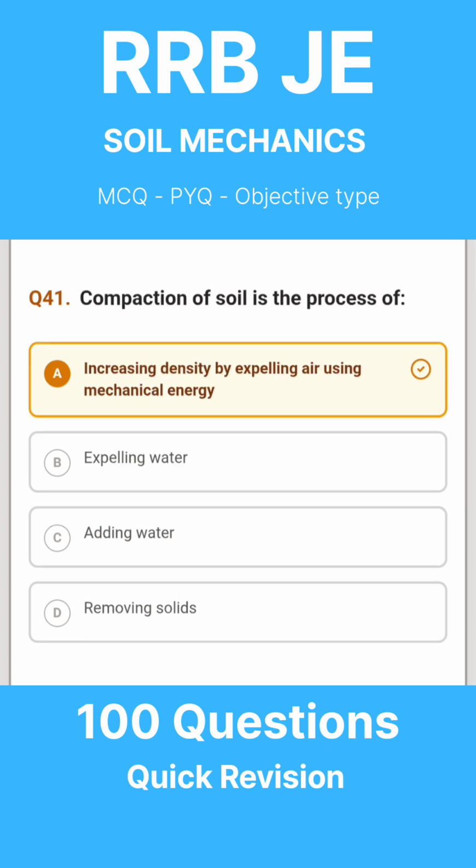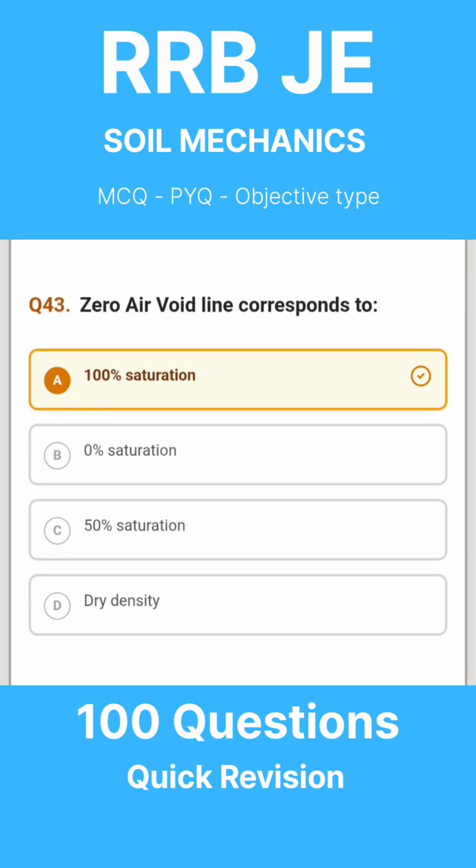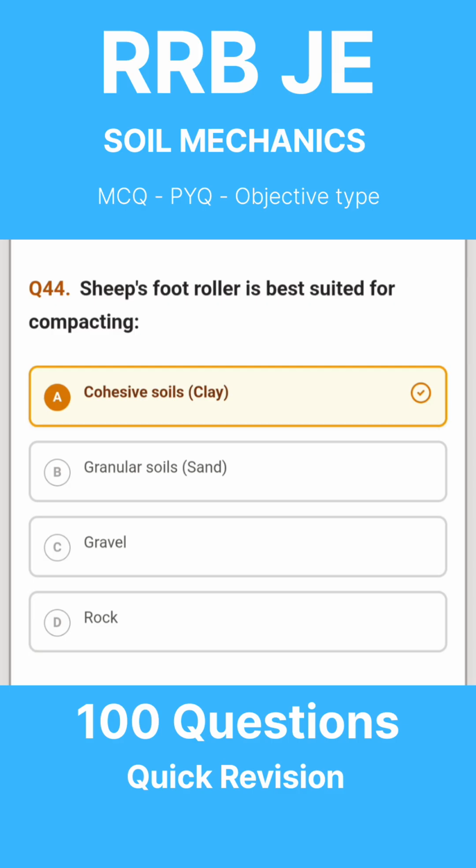Question 41. Compaction of soil is the process of. The correct answer is increasing density by expelling air using mechanical energy. Question 42. Optimum moisture content (OMC) is the water content at which. The correct answer is dry density is maximum. Question 43. Zero air void line corresponds to. The correct answer is 100% saturation. Question 44. Sheep's foot roller is best suited for compacting. The correct answer is cohesive soils, clay.